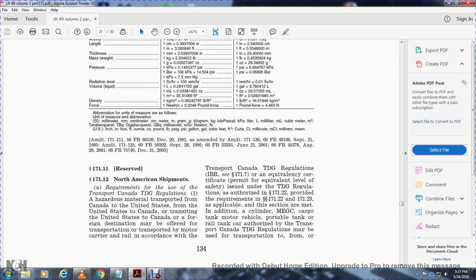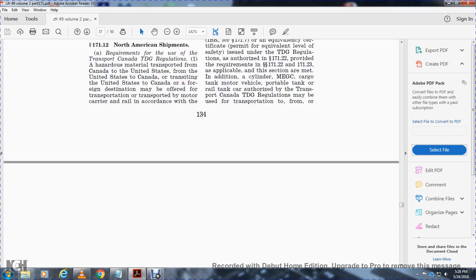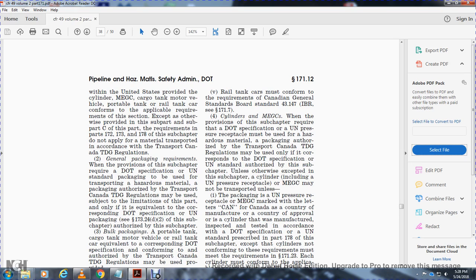Applicable sections must be met. In addition, cylinders, MEGCs, cargo tank motor vehicles, portable tanks, and rail tank cars authorized by the Transportation Canada TDG regulations may be used for transportation to and from and within the United States, provided the cylinder, MEGC, cargo tank motor vehicle, portable tank, or rail tank car conforms with the applicable requirements of the section, except as otherwise authorized in subpart C of this part. The requirements of subparts in parts 172, 173, and 178 of the subchapter do not apply to material transported according to the Transportation Canada TDG regulations.